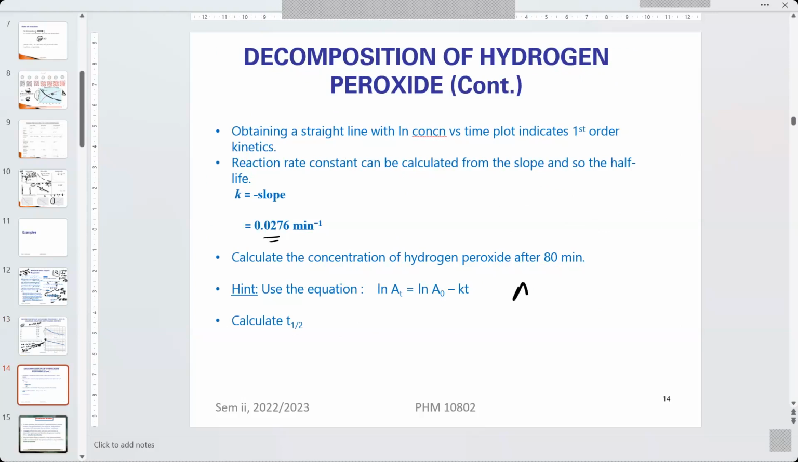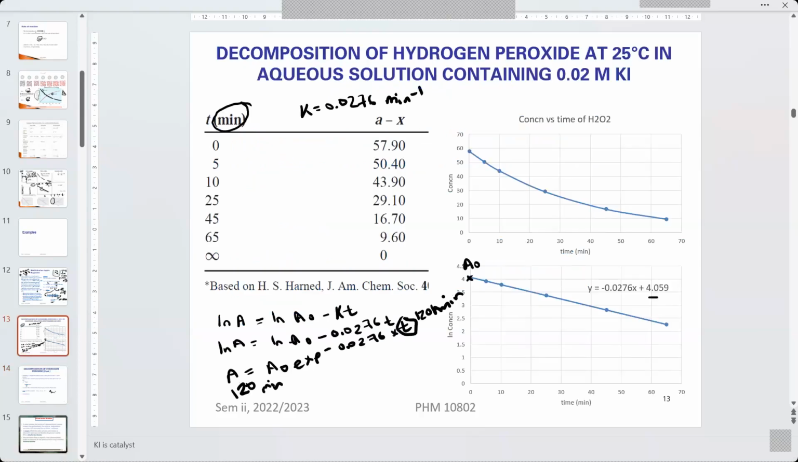Just simply, as I told you, the concentration at 80 minutes equals the initial concentration, which is how much? The intercept is 4.059, right? Is this ln concentration or concentration? This is the ln of the concentration. You take the inverse ln, and you will get this value. Okay, so the initial concentration is 57.9.